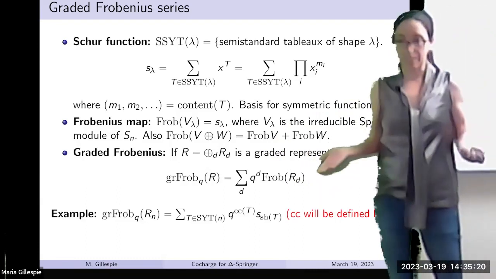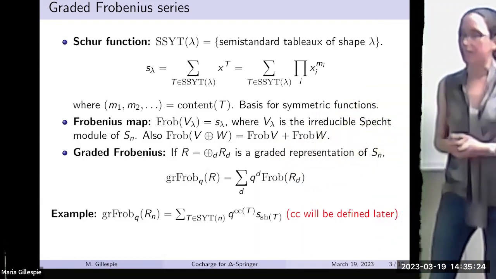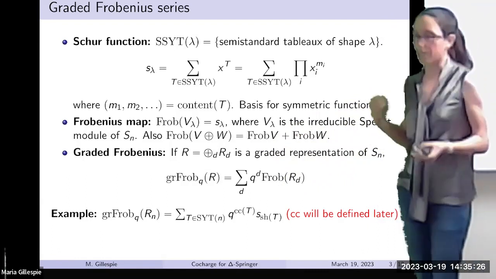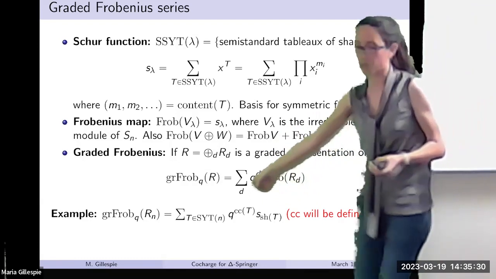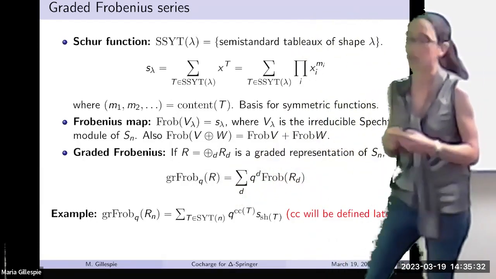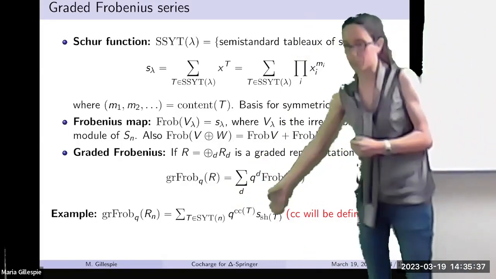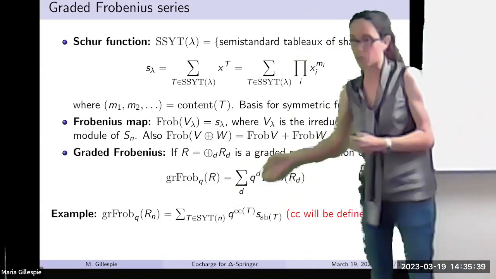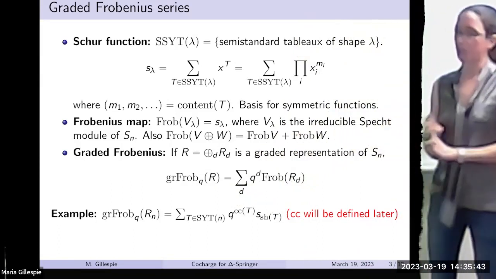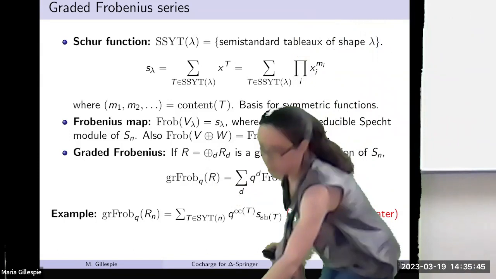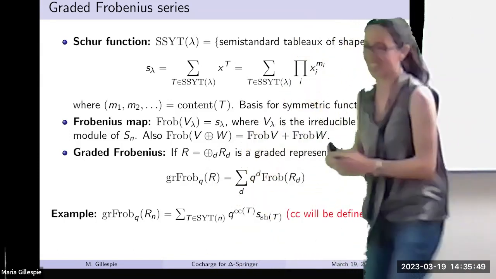So as an example, going back to the co-invariant ring, the graded Frobenius of Rn is the sum over q to the cocharge of the tableau, where you sum over all standard Young tableaux of size n, so any shape, and you take the Schur function of the shape of the tableau. And this cocharge statistic is something we will be defining and generalizing later. Okay. Is there a chat that I missed? Or oh no, sorry, I thought there was a question.